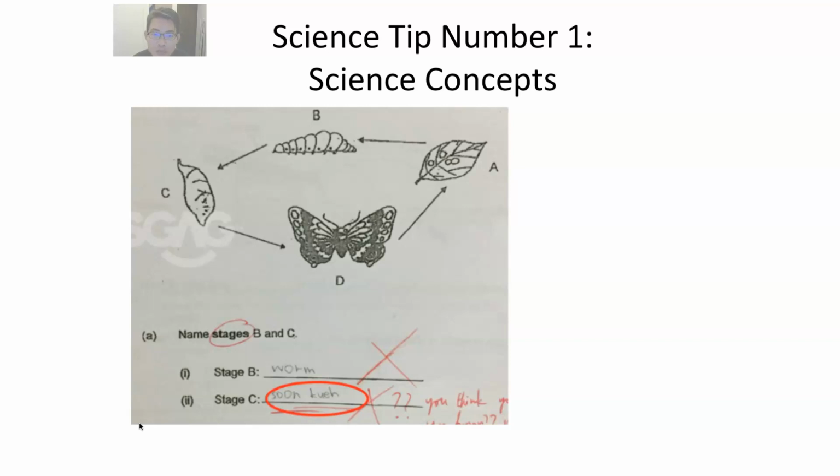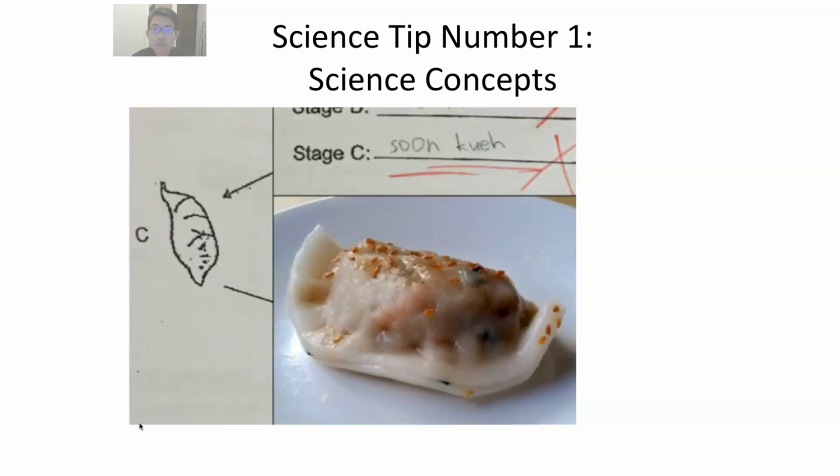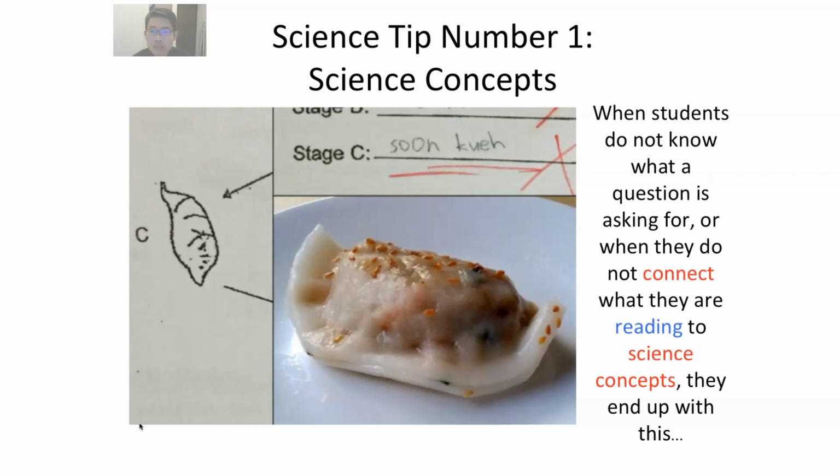Stage B is a worm, and stage C is what? Sun Gui. What is Sun Gui for those who do not know? Well, this is a Sun Gui. Now, why do you think the child wrote that? To me, my understanding is this. The child wrote that because the child doesn't know what the question was asking for. And they couldn't connect what they were reading, which are all the words there, to the science concept being tested in this question, which is about life cycle and the stages in life cycle. That is why they end up with a hilarious answer and very sad too, such as this.